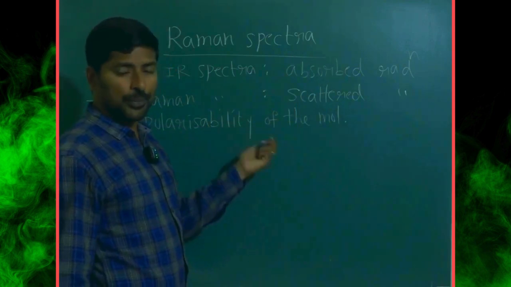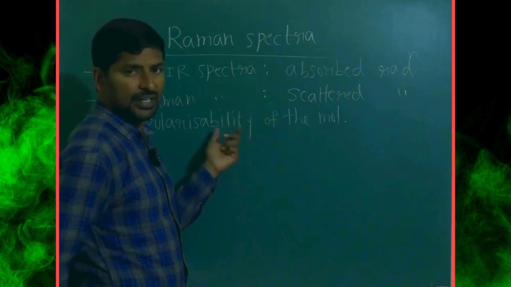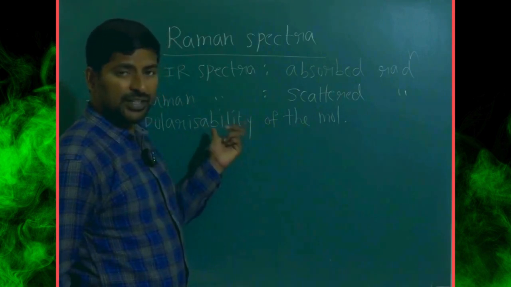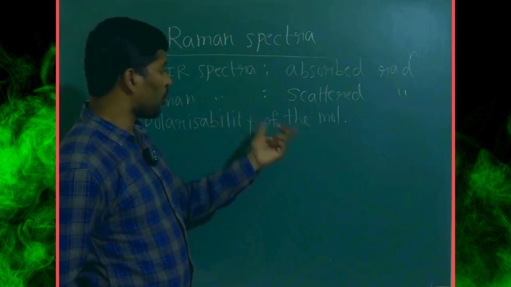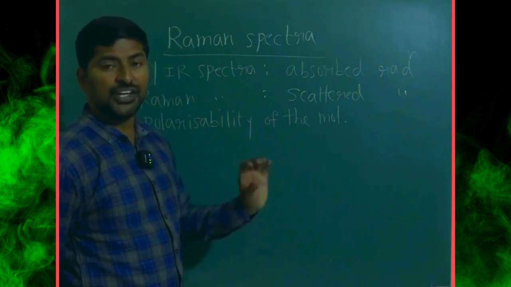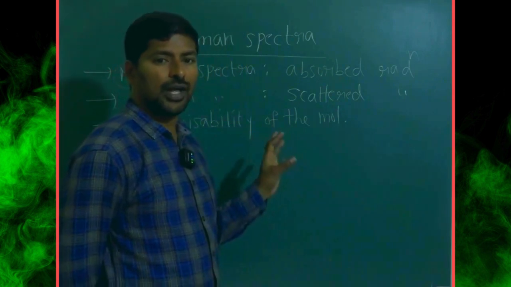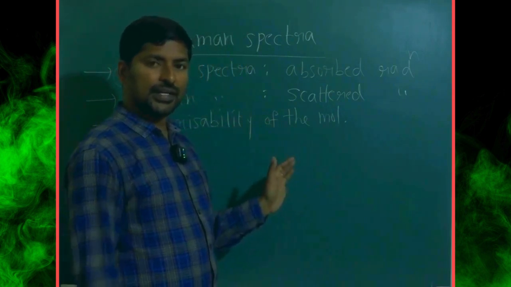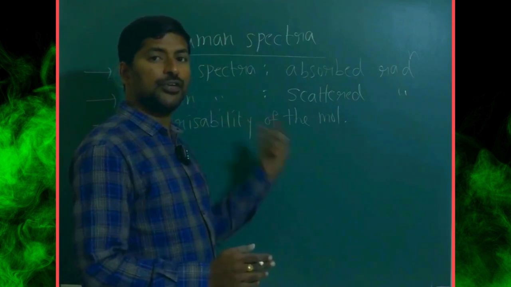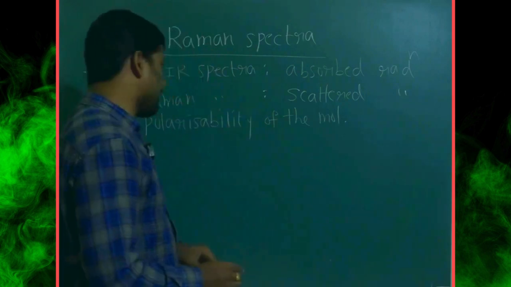Whenever we are applying light energy, generally we apply here an intense laser beam. Whenever we are applying that intense laser beam having monochromatic radiation, the polarizability of the molecule has to change, or an induced dipole has to be created in the molecule. The electron cloud is disturbed, charge separation occurs, or some induced dipole is created, then such a molecule is said to be Raman active.